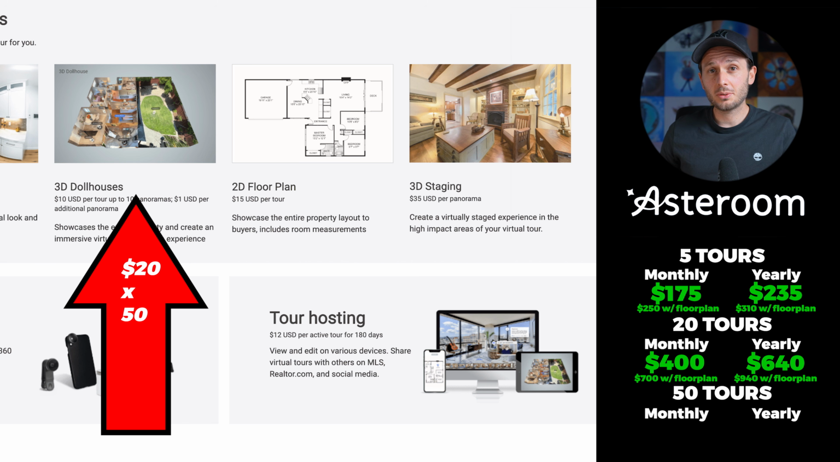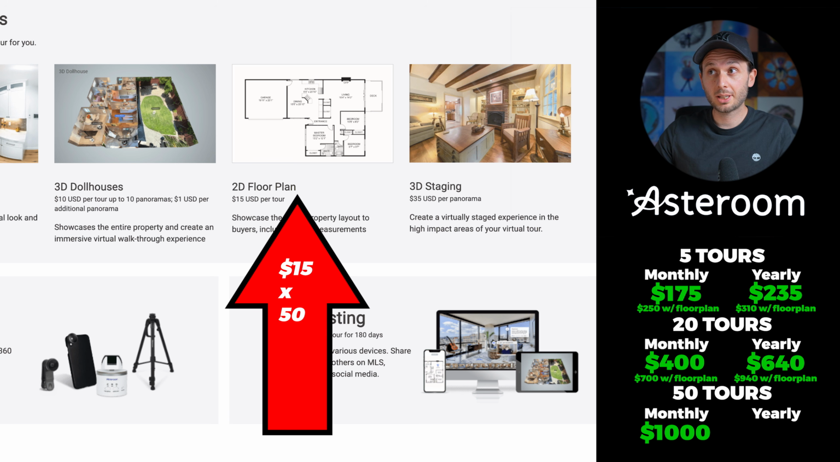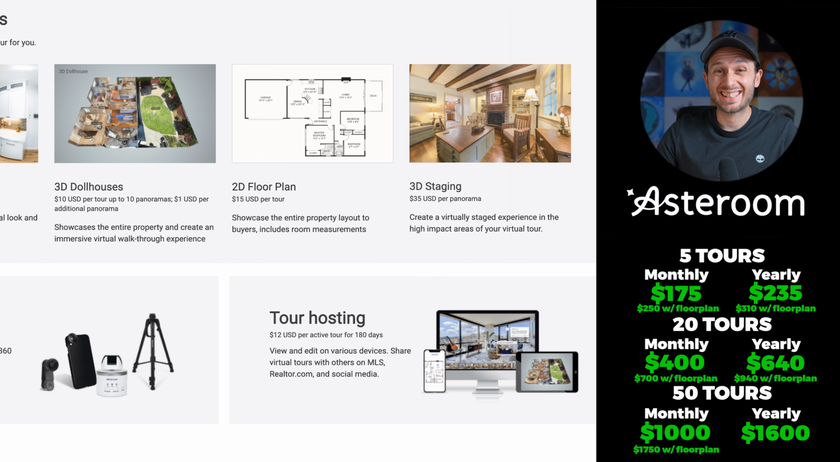Finally, for 50 tours with Asteroom, the cost of the Dollhouse, $20 times 50 is $1,000. If you want a floor plan made, it's going to cost you $750 for 50 tours. Now for 1 year, we're going to have to extend that hosting. So 12 times 50 equals 600. So 1750 plus 600 equals $2,350 for a full year of hosting on Asteroom with a Dollhouse and a floor plan.